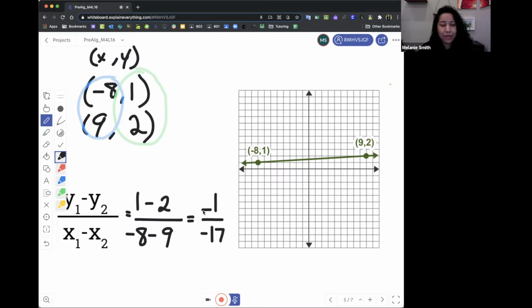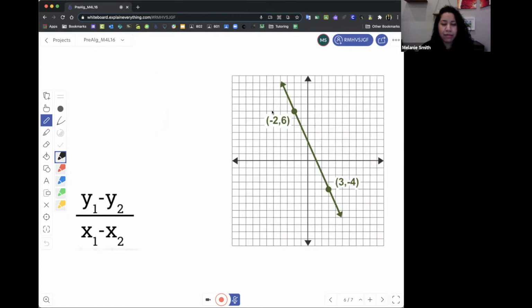But then I have to remember, if I have a negative over a negative, remember fractions are division. A negative number divided by a negative number makes everything positive. The two negatives cancel each other out. So really, this is equal to 1 over 17. So my slope here would be 1/17, a positive 1/17, which makes sense because when I look at this line, I can tell that it is a positive slope. If I had my little stick figure person, it would be walking up a hill.